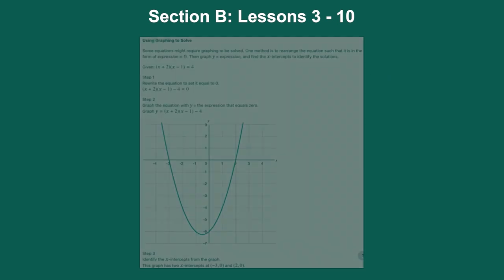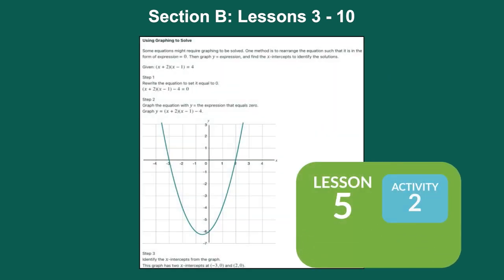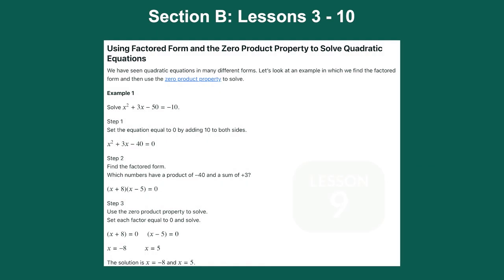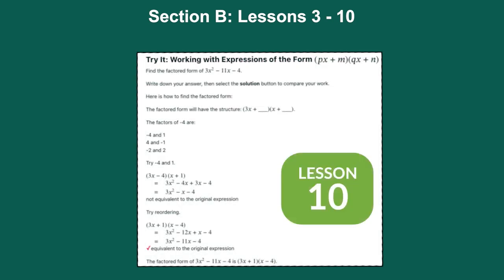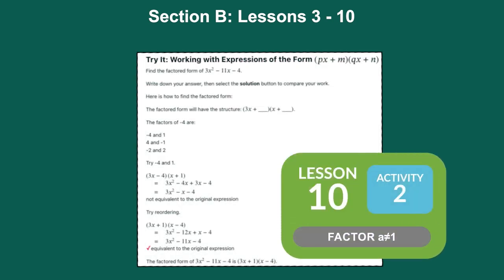And in Lesson 5, Activity 2, students use graphing to relate the zeros of the graph to the solutions of the equation. The lesson also highlights the occurrence of double roots. Next, in Lesson 9, Activity 2, students factor more difficult quadratic equations and use the zero product property for trinomials where the leading coefficient equals 1. And finally, in Lesson 10, Activity 2, students face factoring where the leading coefficient of the quadratic expression is not equal to 1. And then they use the zero product property.